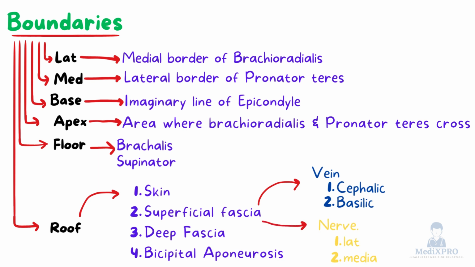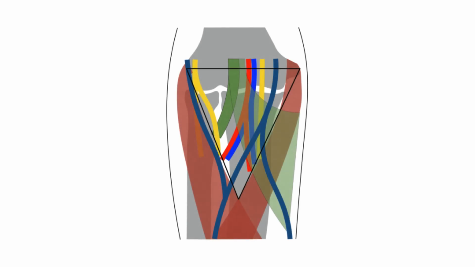So, what vein is present? The first is cephalic vein and the second is the basilic vein. And what nerves are present? The nerves present are the lateral and medial cutaneous nerves of the forearm. Now, if I tell you with the help of this diagram, first let me tell you that this is the lateral side and this is the medial side.